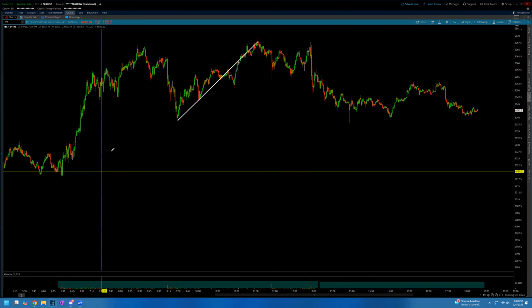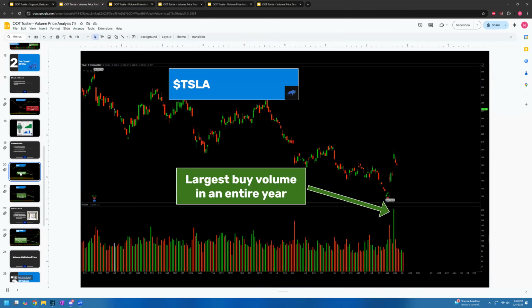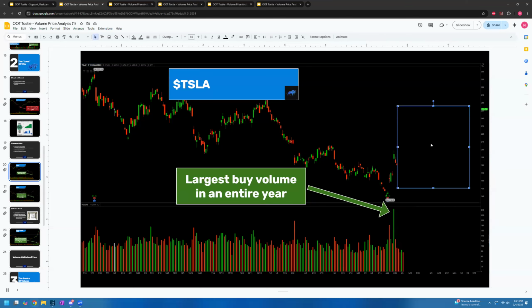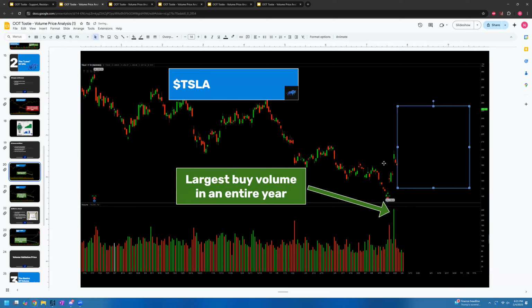Anyway, volume is the cause, price is the effect. And that's the second law of VPA. And you can kind of see, right, if we look back to this example on Tesla, largest buy volume in the entire year, right? If you look throughout this entire period, this buy bar was the most significant. Would you look at what happened after that, right? Price increased, price basically doubled from that point, right?